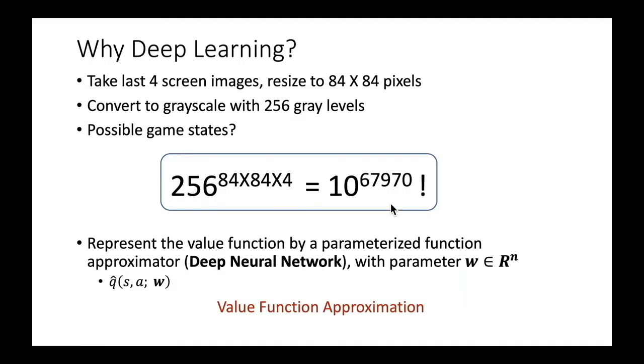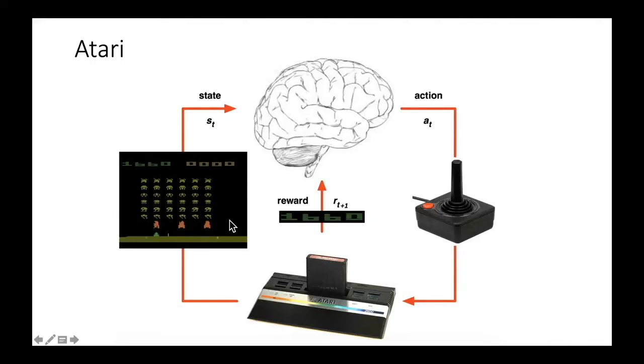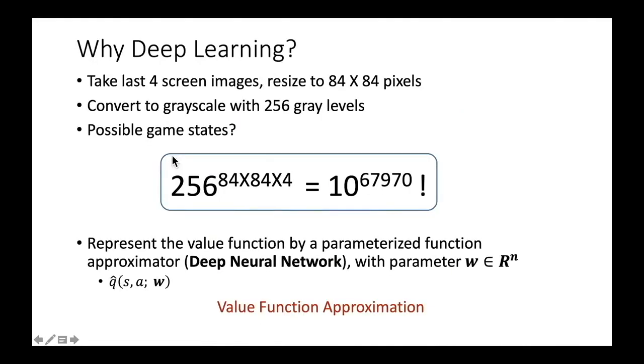Now, the question briefly, why do we need deep learning here, right? The authors of this Atari 2600 paper did a lot of optimizations on their state space. They first of all took the last 4 screen images, probably to get a sense of direction of the paddle or direction in which the game is going, resized them to 84 by 84 square area, and converted the color coded pixels into gray levels, to 256 gray levels.